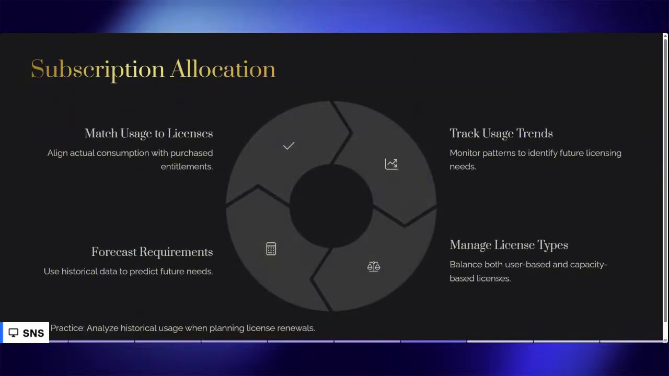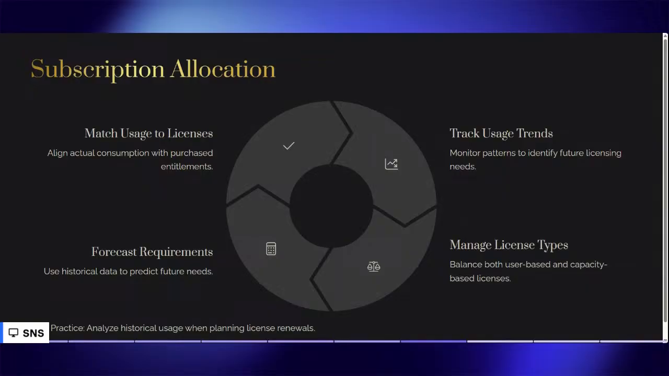Now you can allocate subscriptions in many ways. Okay, match usage to the license. That's important. Aligning your actual consumption with your purchased entitlement. That's something you have to do. And forecasting requirements, you gotta forecast as well. Sometimes you might go ahead and onboard or work on a given application, and if you don't forecast your requirements, it's going to be difficult.